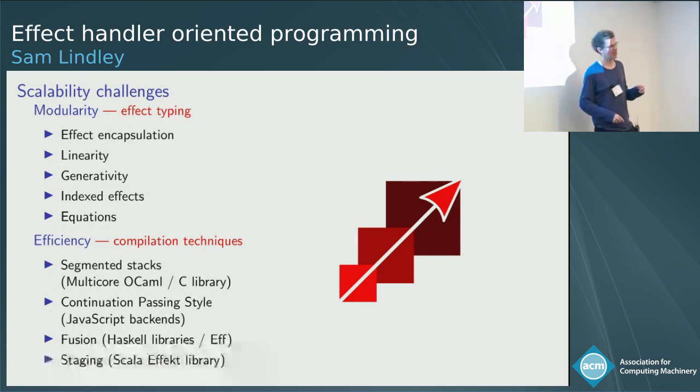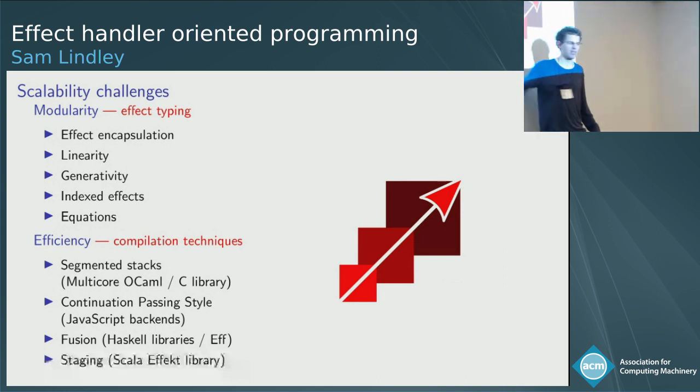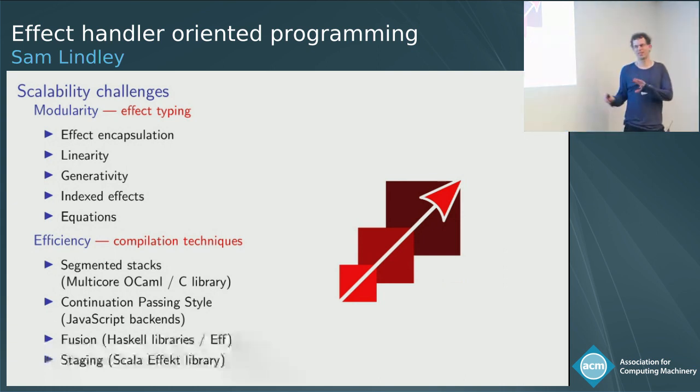The other thing I've alluded to is efficiency, and there it's about developing compilation techniques to make this run fast. There are some very promising results, particularly using segmented stacks in multi-core OCaml. That works very nicely for linear use of the resumptions, which captures cases like the concurrency case I showed you, but doesn't capture other use cases. So probabilistic programming requires you to use the resumption more than once.